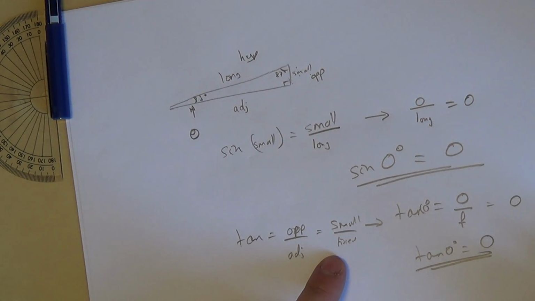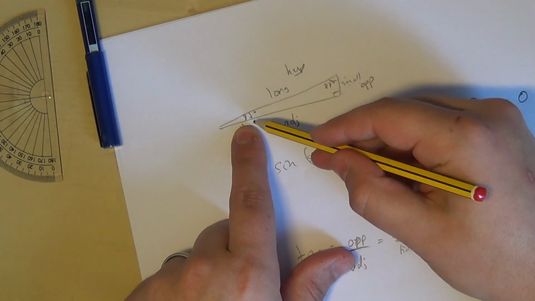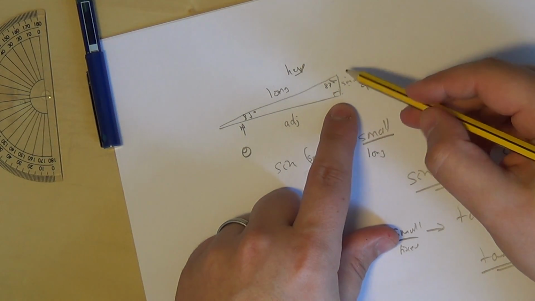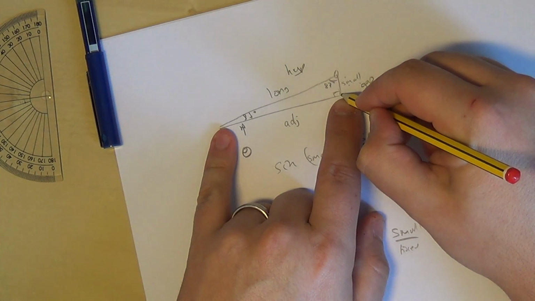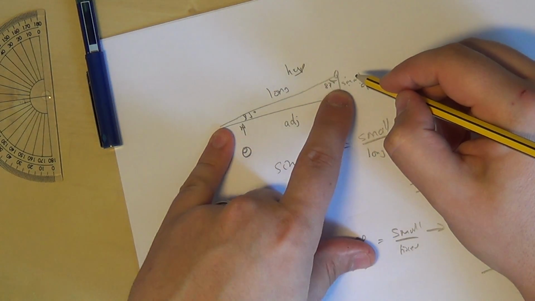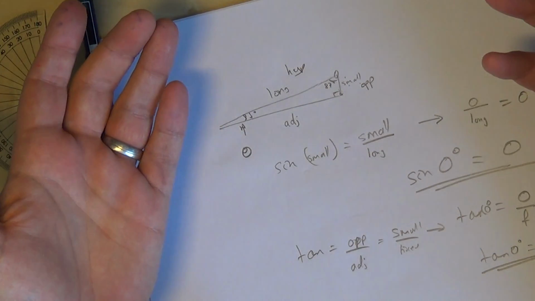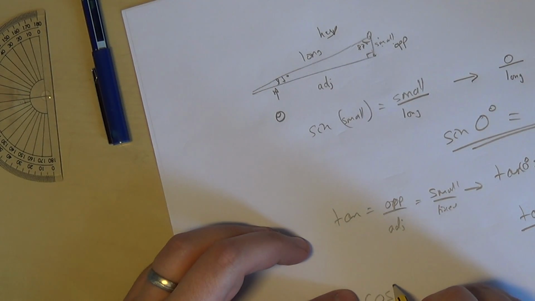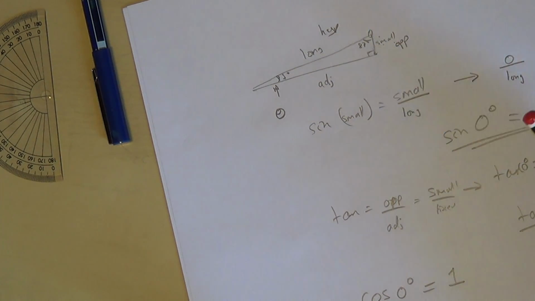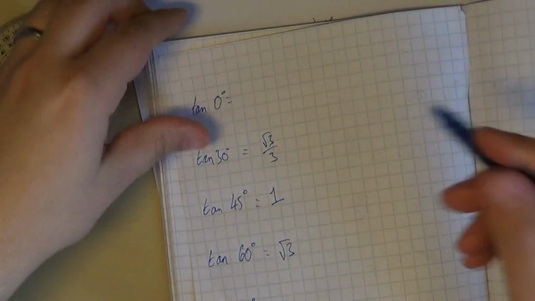Cosine is a bit more fiddly. As this angle gets smaller and smaller, this height gets smaller and smaller, which means that these two vertices end up being the same place, which means that this length and this length become identical. They're the same. So if we divide two things of the same length, what do we get? We get 1. So the cosine of 0 degrees is 1. So they can go in now into our book.